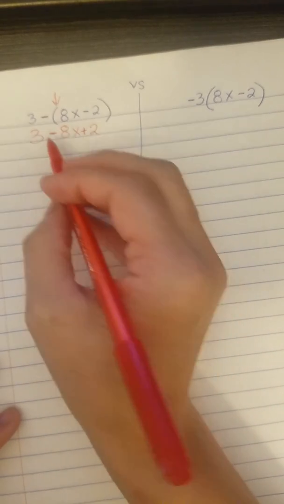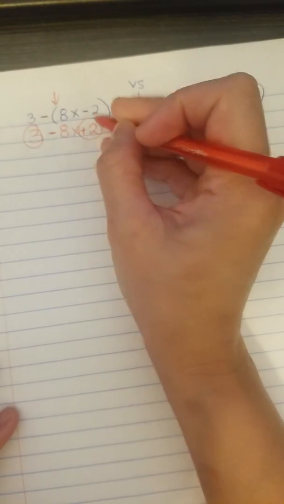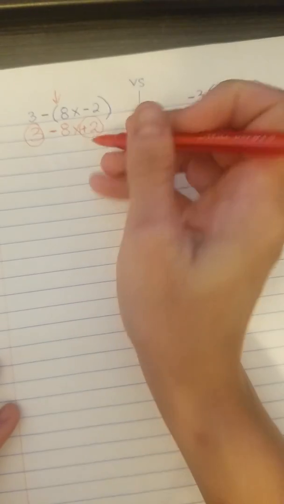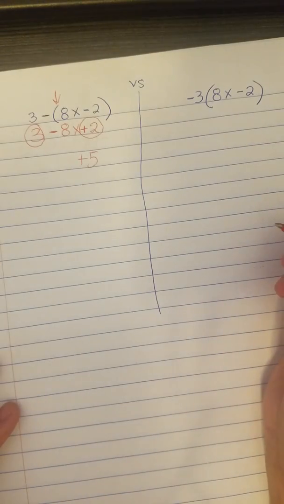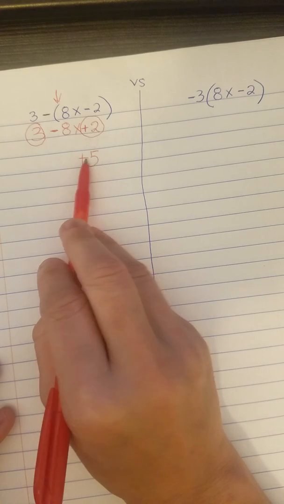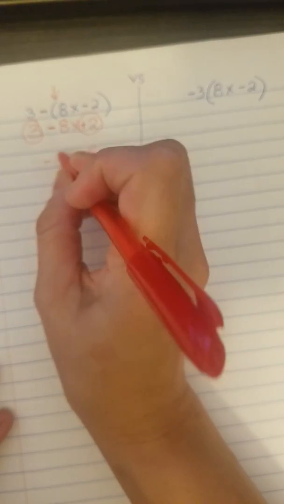All right. Now, could we combine like terms? And yes, we can. We have a positive 3 and a positive 2. What is 3 plus 2? It's positive 5. Okay? When it's a whole number, I like putting it at the end. So I'm going to put plus 5. And then I'm left with negative 8x. And that is your answer.